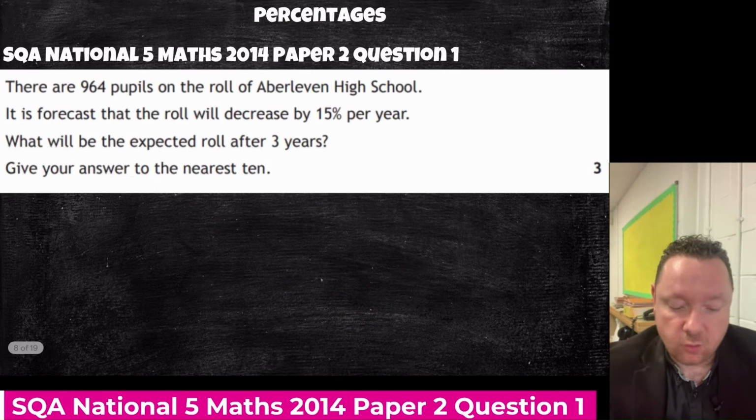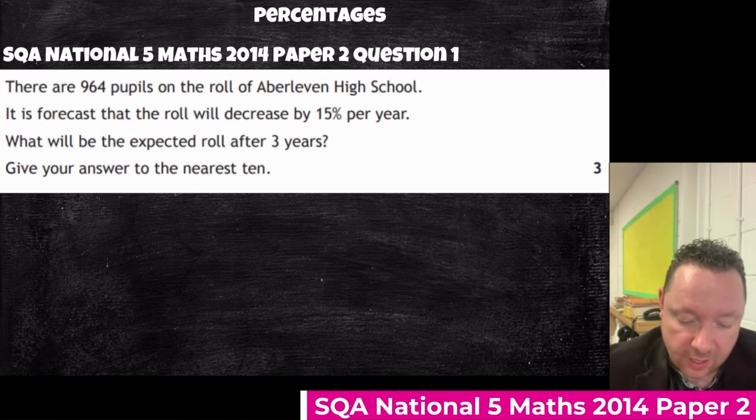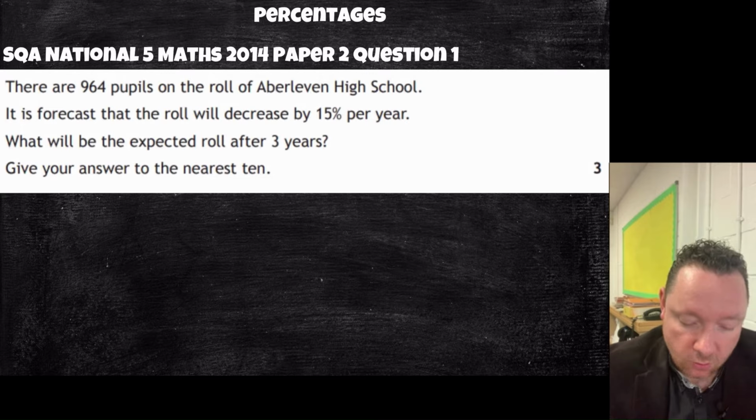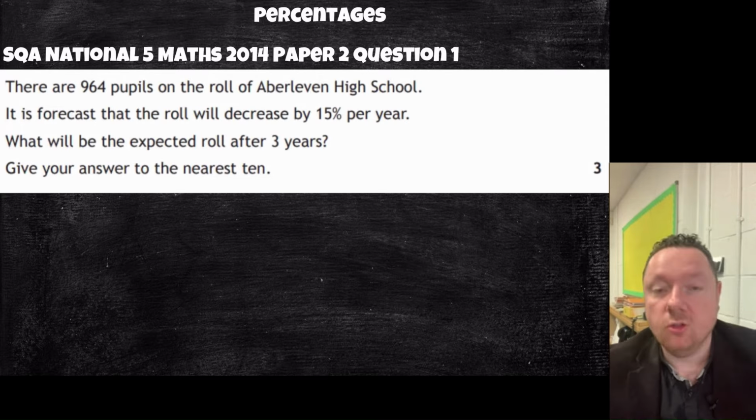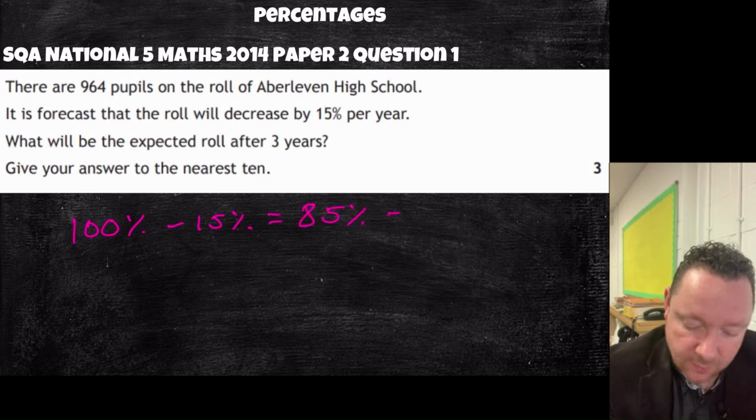SQA National 5 Maths 2014 Paper 2 Question 1. There are 964 pupils on the roll at Aberleven High School. It is forecast the roll will decrease by 15% per year. What will it be after 3 years? So it's going down by 15%. So if I start off with 100% and take away 15%, that gets me to 85%, which as a decimal is 0.85. That's my multiplier.